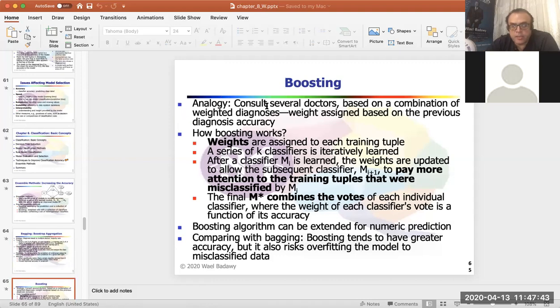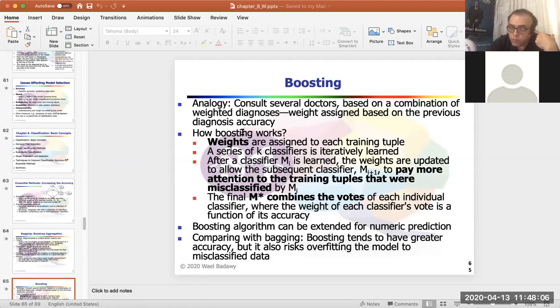Boosting, the analogy is to consult several doctors based on a combination of weighted diagnoses. So I will assign weights to the different doctors. I will go to Dr. 1, but because he has 10 years of experience, he will have a better weight than a doctor with 1 year of experience. However, a doctor with 30 years will have a much higher weight.